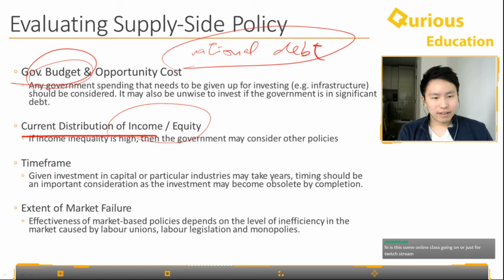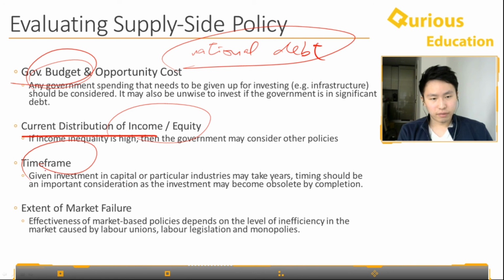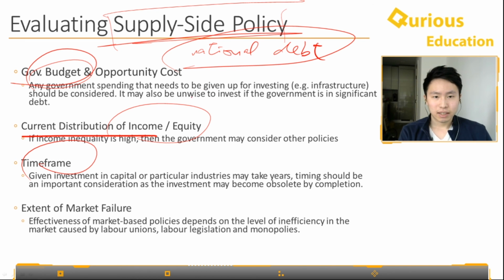And then time frame, so how long or when we want to increase the economic growth of the economy. So if we want to improve or stimulate the economy in the short term, we probably don't want supply-side policy because it might take years to invest in education, training, and infrastructure and all of that. Whereas if we have a longer time frame, then we would want to do a supply-side policy.